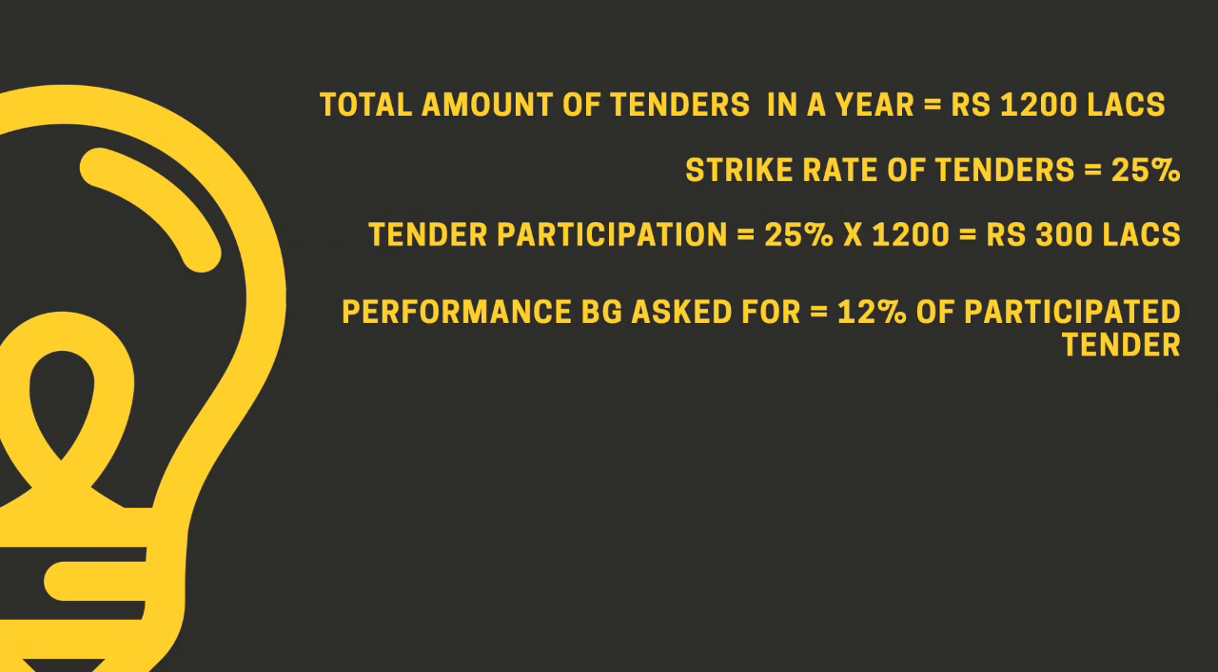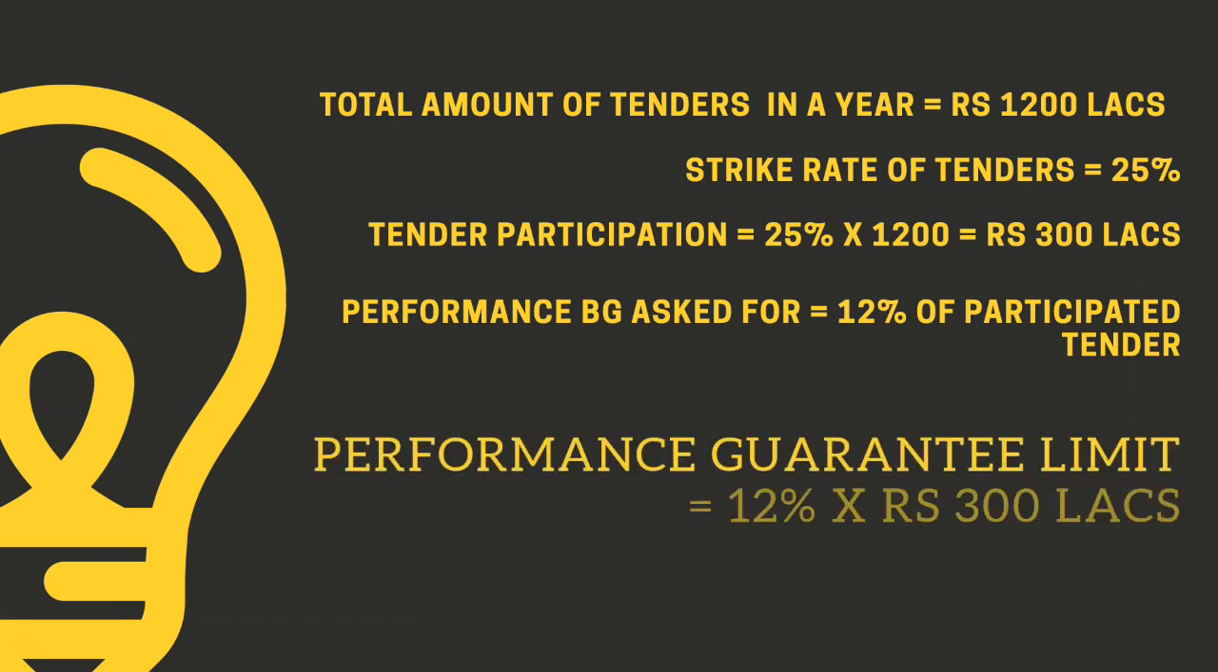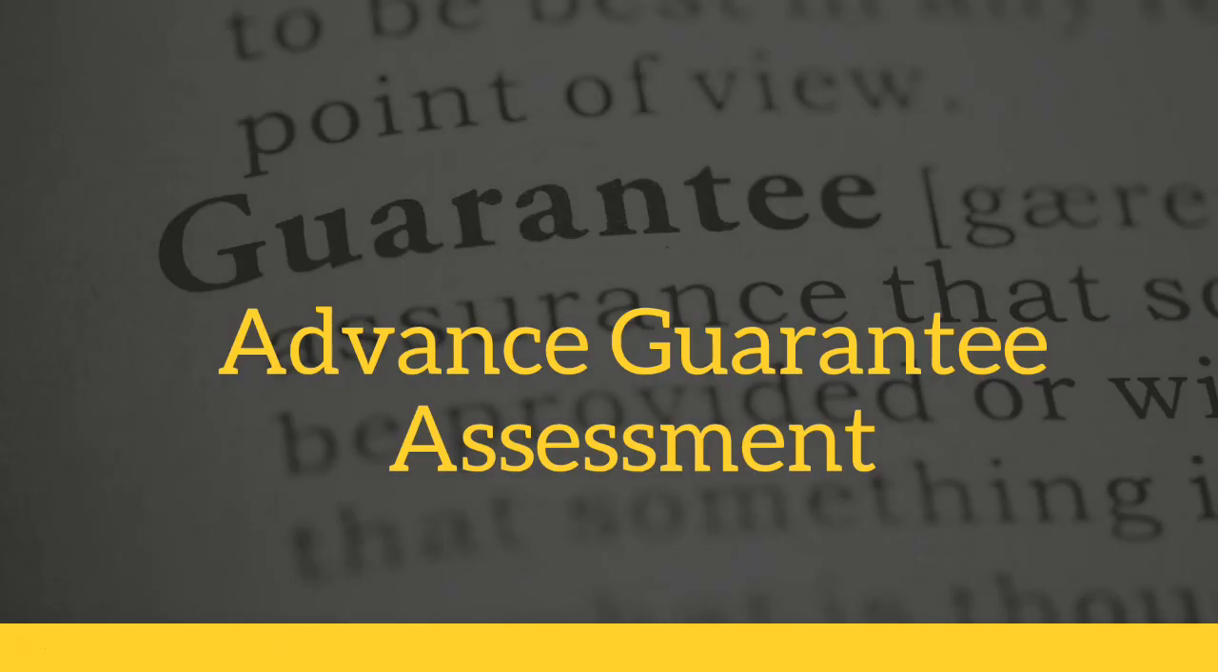Let's say we take around 12%. So 12% of 300 comes to 36 lakhs. This gives you the assessed limit for performance guarantee. Few customers might ask for advance mobilization guarantee. Now what is that? The contractor needs some advance money to start the work.